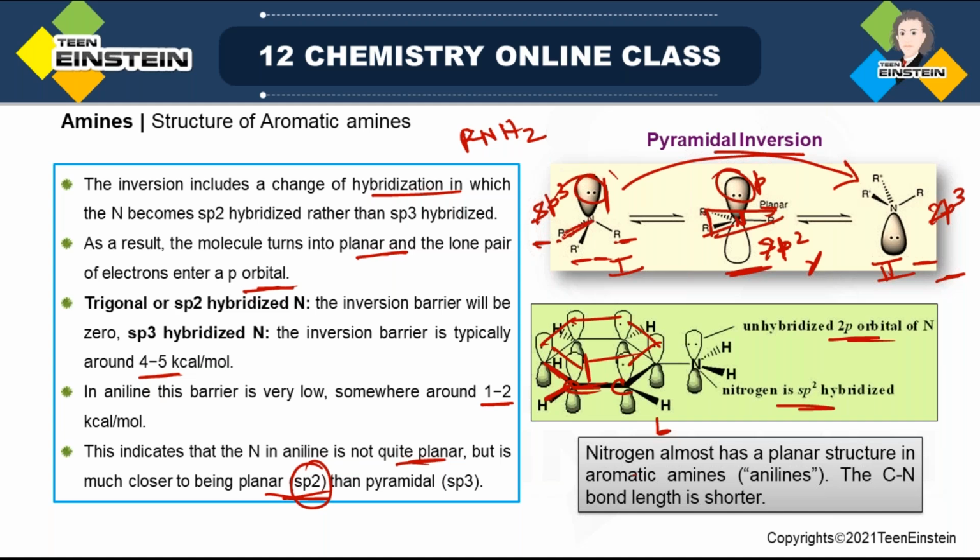If you consider this CN bond length in a normal aliphatic amine and compare it, I am talking about this bond, there will be some double bond character. There will be interaction between these two p orbitals, and because of this double bond character the bond length is shorter, because double bonds are always shorter compared to single bonds.